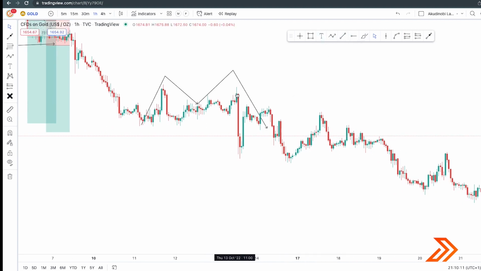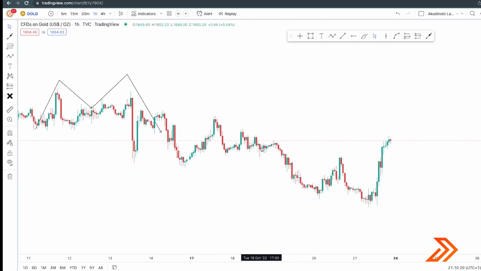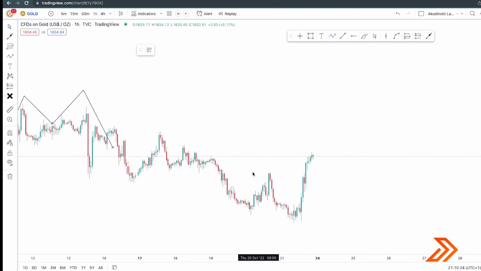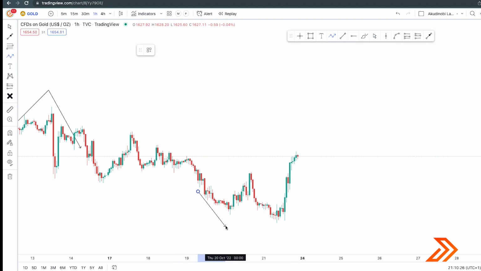So you could look at taking your orders, your entries from this zone, or you could wait for a break of the neckline at this zone, and then you could look at riding further downwards. So this is a W pattern that is happening here on gold, 1 hour time frame.